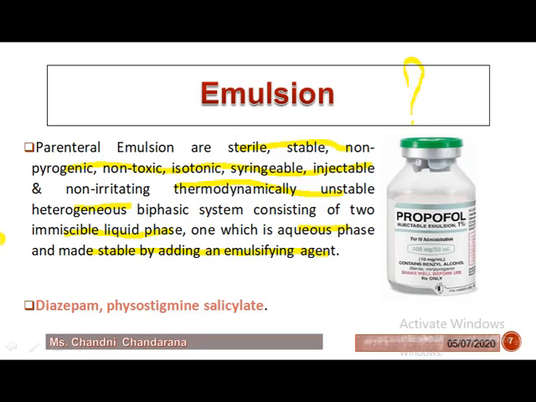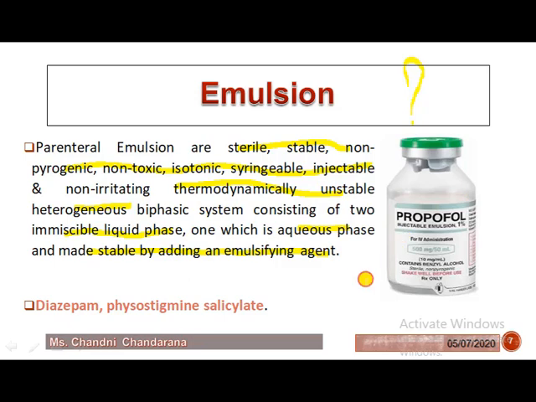Parenteral emulsions are also available in types of formulation: oil in water, water in oil, then water in oil in water, or oil in water in oil. So these are the types of parenteral emulsions. Now these are some examples of parenteral emulsions. I have just taken examples of the drugs.